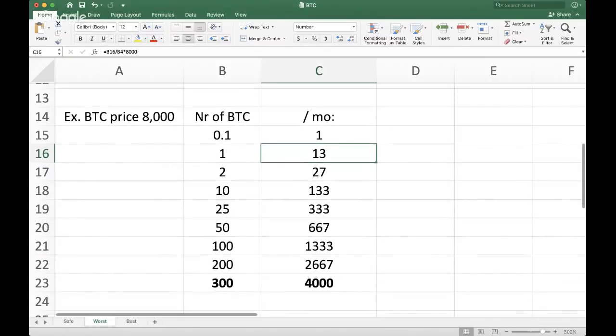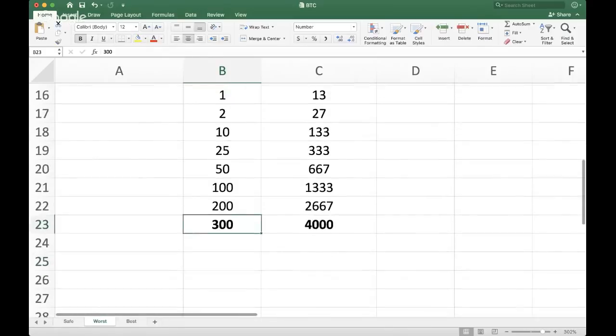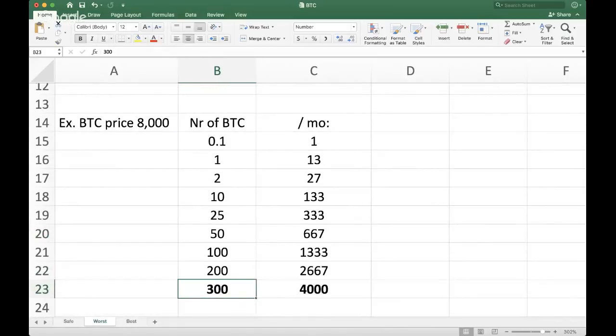So that's the problem. And obviously, the longer I live, so the more months I have here, the less I have here. Now, obviously, the higher the price goes, the more I get every month. This is a very simple formula. So if you can live with $1,000 a month and you fix the price at 8,000, then you would only need 100 Bitcoins.